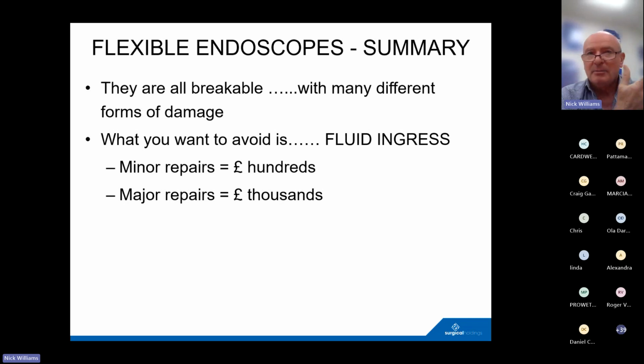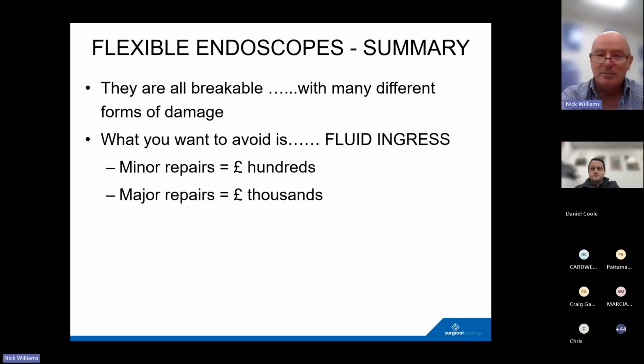Minor repairs, say a bending section rubber replacement, I don't know the exact cost. It depends on your repair provider and the scope you're using, but it's hundreds. Major repairs is thousands. So if you're getting, let's say, a scope for 30,000, taking a figure out of the air, and you get a £10,000 repair on that scope every year, then you can see the life cost, for say a 10-year life, is significantly affected by the repair revenue cost.